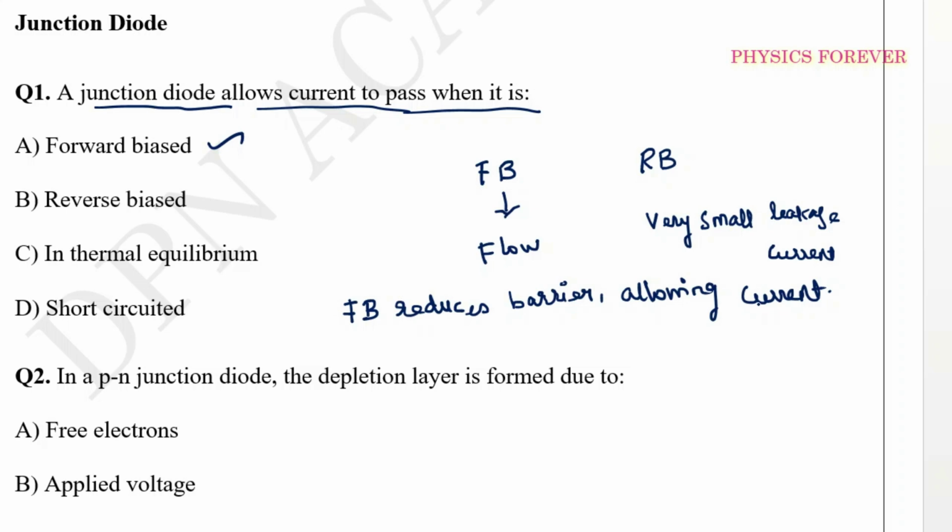Sometimes it can be asked based on the depletion width or junction width, okay? In forward bias the depletion layer is reduced, and when it is reduced it allows the current. But in reverse bias the depletion layer increases, that is, it becomes wider, okay? That is the important point we have to remember. Good.